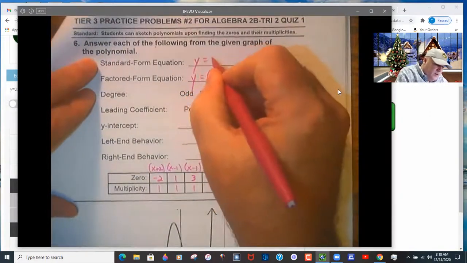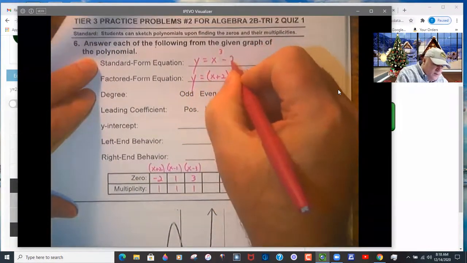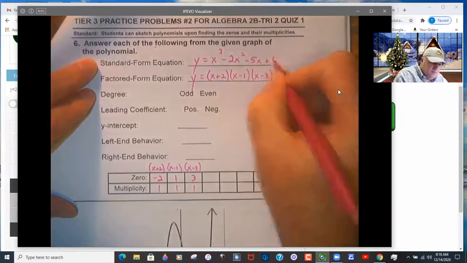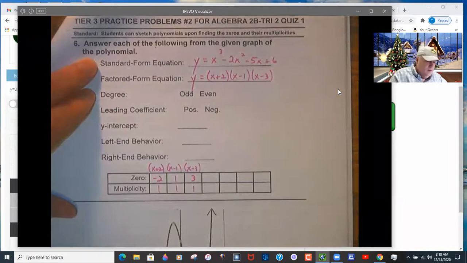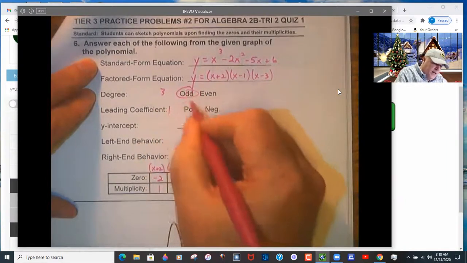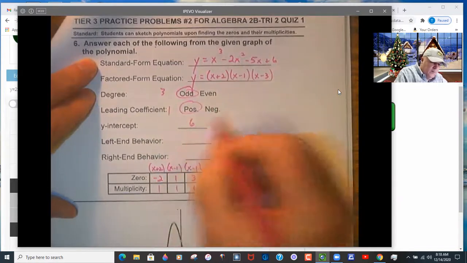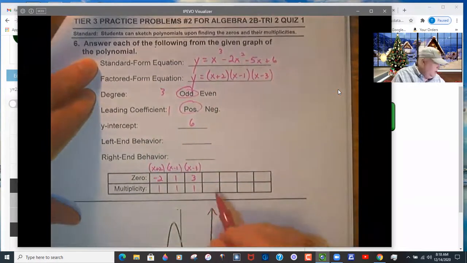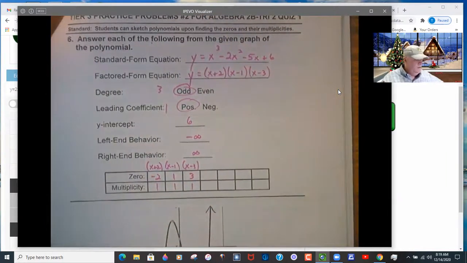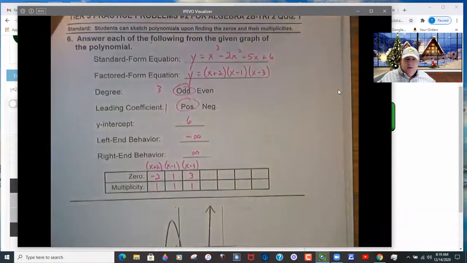Again, I've got 2 minutes left. Minus 2x squared minus 5x plus 6. Degree is 3, leading coefficient is 1, so we have an odd positive. The y-intercept is 6, don't forget that's the number on the end. And then looking up, you're always going to use this when you look up the left and right end behavior. All right, so it's 8:19.